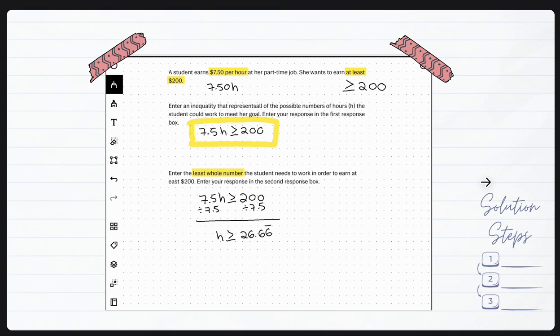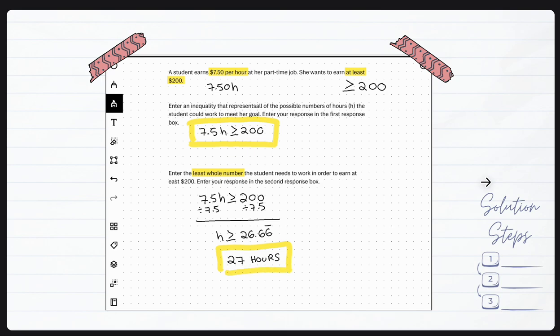In this case, read the question and the directions carefully. It says enter the least whole number. So this student, I'm assuming it's a she, but it is a she, cannot work part-time shifts. She has to work the full shift. So we have to round this number of hours to the nearest whole number. The nearest whole number for 26.666666 is going to be 27 hours. She has to work at least 27 hours to meet her goal.